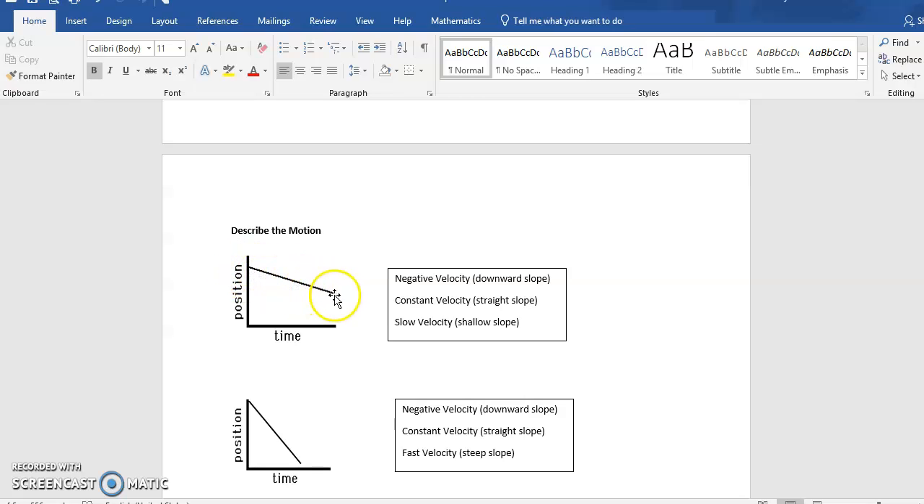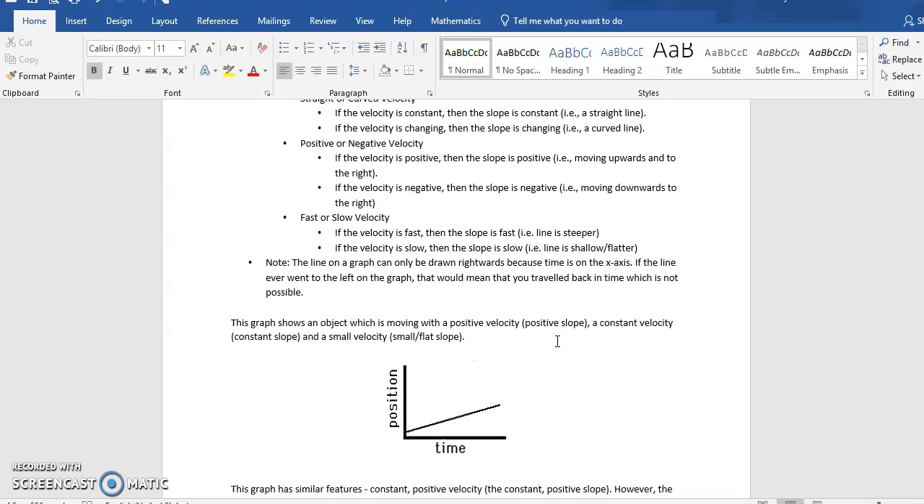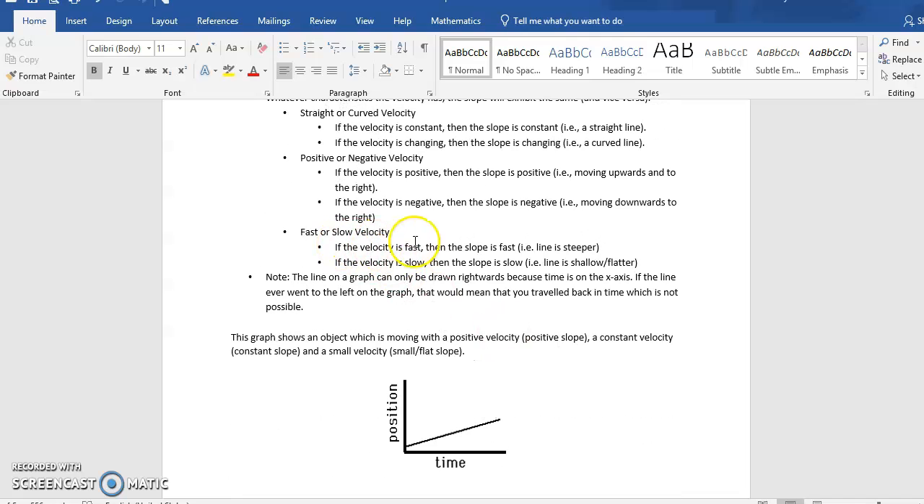Notice that they're always traveling to the right. That's because time is on the bottom, on the x-axis, pardon me. So you're always having to travel in this rightward direction when you're drawing a graph. So this means you're traveling in the negative direction. This would mean you're traveling in the positive direction. So it's just a matter of if the line is going upwards or downwards. And then the last thing we'll look at here is fast or slow velocity.